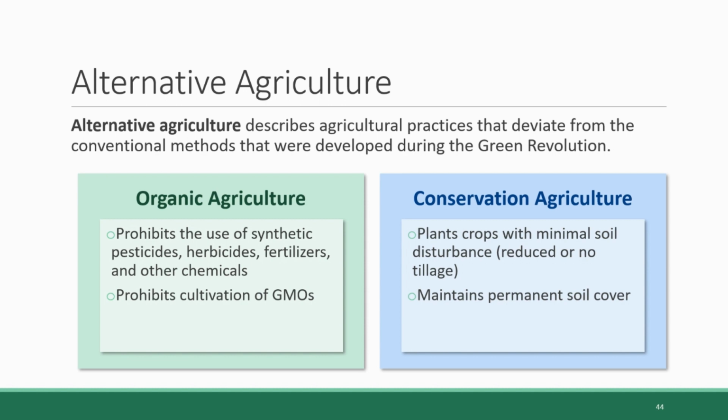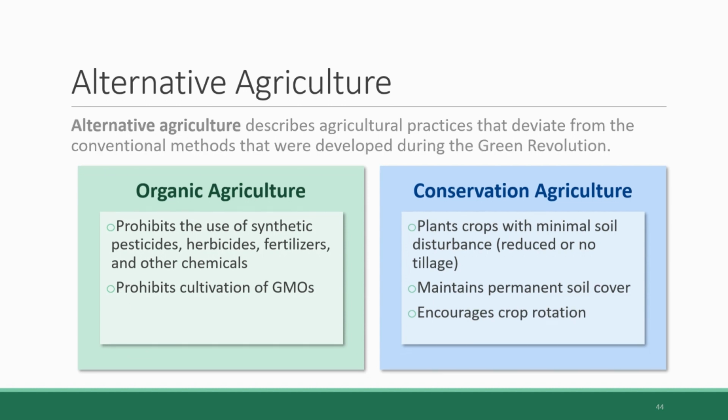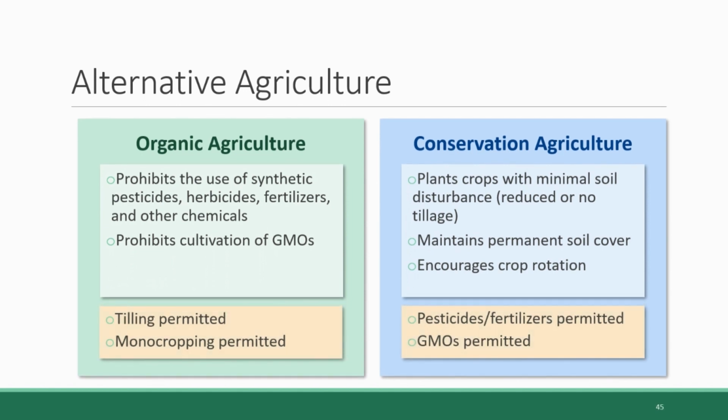And then finally, crop rotation is encouraged as part of the practice of conservation agriculture, meaning not growing the same crop on the same plot of land season after season, but rather rotating through a variety of different crops. So, as you can see, two distinct schools of thought, two distinct approaches, both with their own priorities and their own merits. And each one permits things that the other does not.